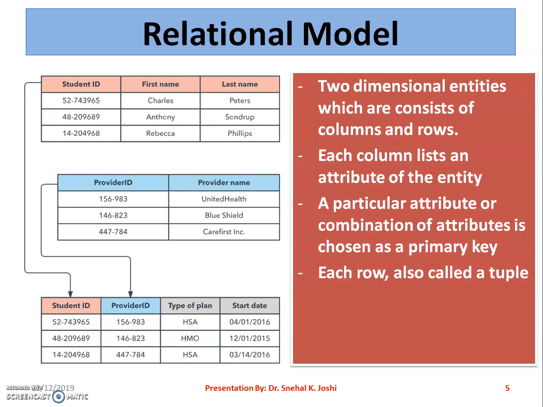The other model is the relational model. It is one of the most common models. The relational model sorts data into tables, which are also known as relations. The tables or relations are two-dimensional entities which consist of columns and rows. Each column lists an attribute of the entity such as price, zip code, or birth date. Together, the attributes in a relation are called a domain. A particular attribute or combination of attributes is chosen as a primary key that can be referred to in other tables, where we call it a foreign key. Each row, also called a tuple, includes data about a specific instance of the entity, for example a particular employee, as we will see in this example.